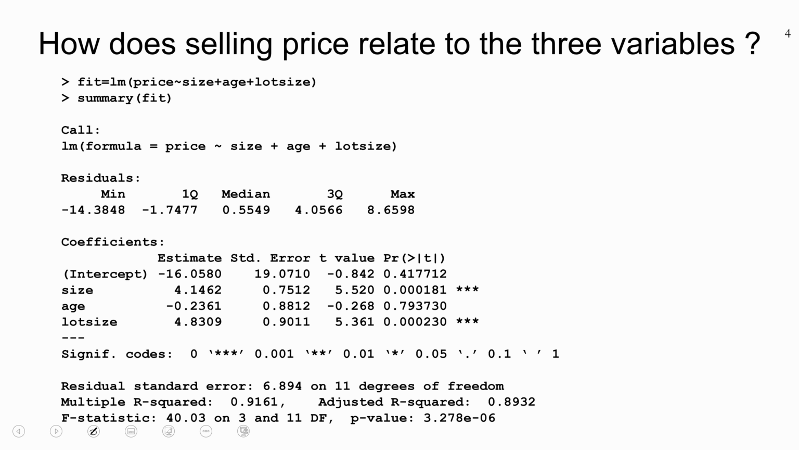This is how you fit a multiple regression model in R. lm for linear model. You give it the y variable, and then you just say x1 plus x2 plus x3. In this case, if there are more x's, just add them on. You get the output here.